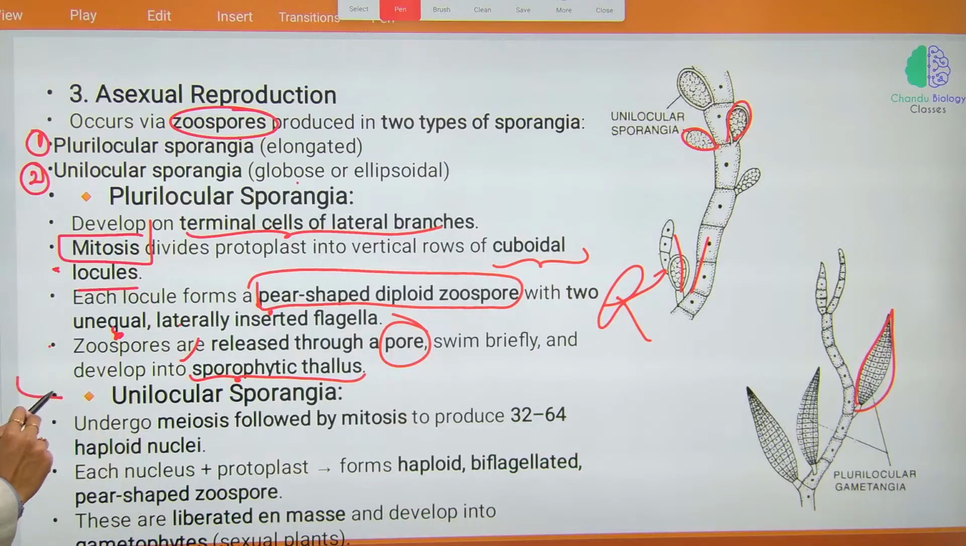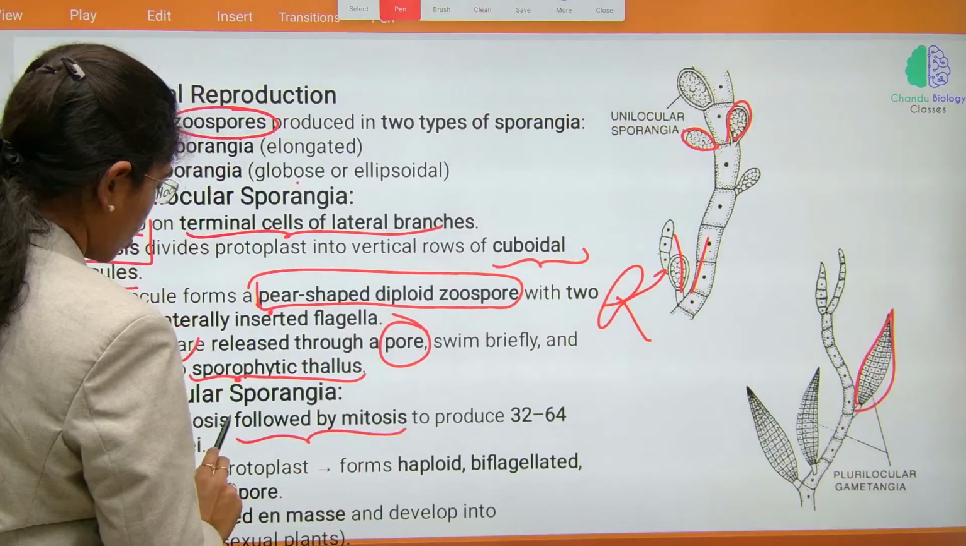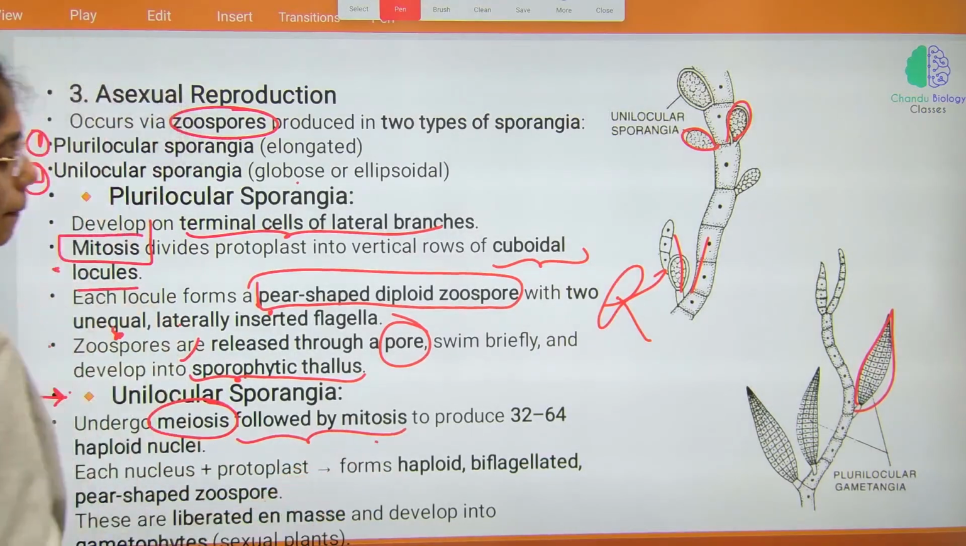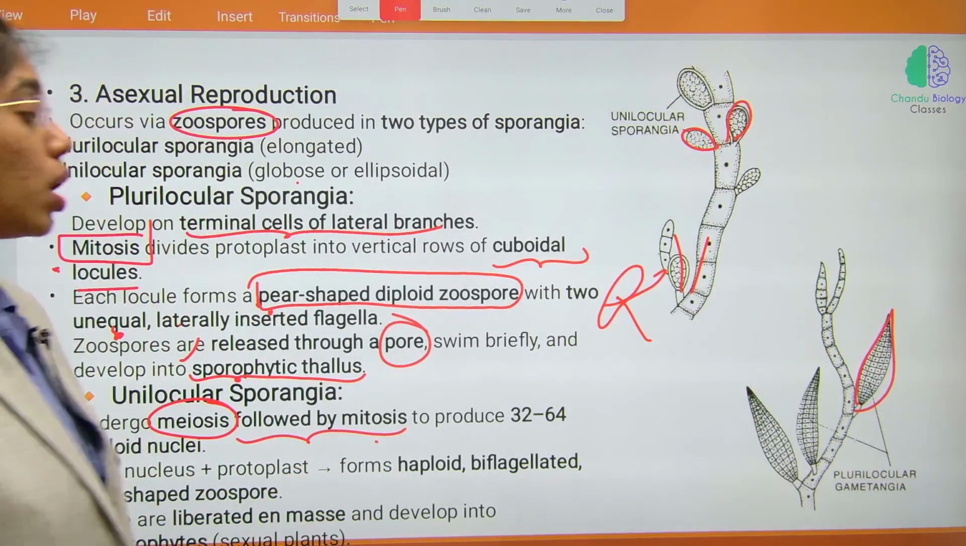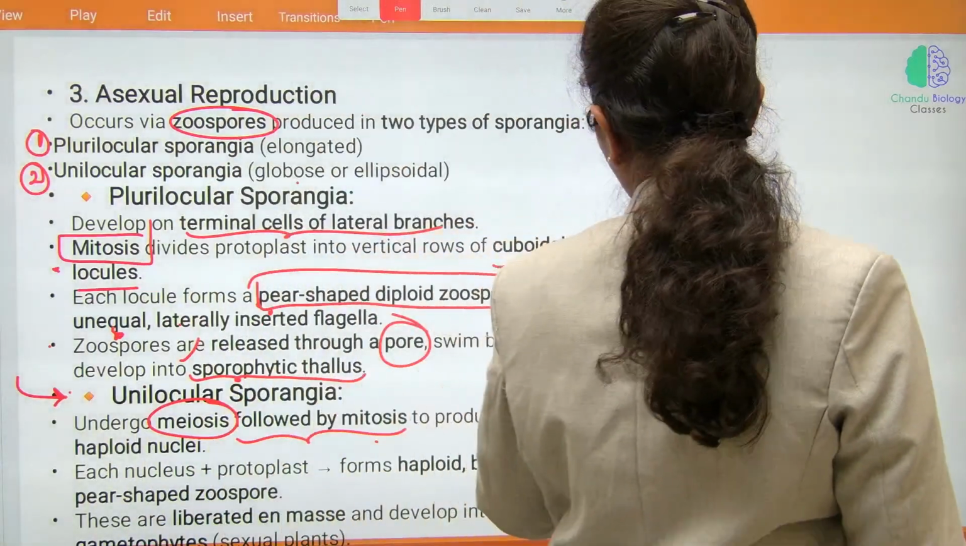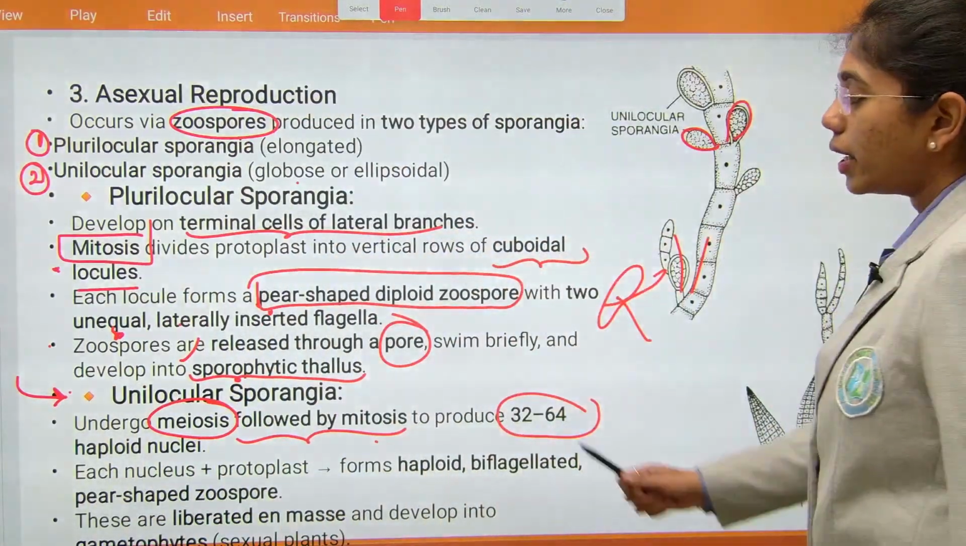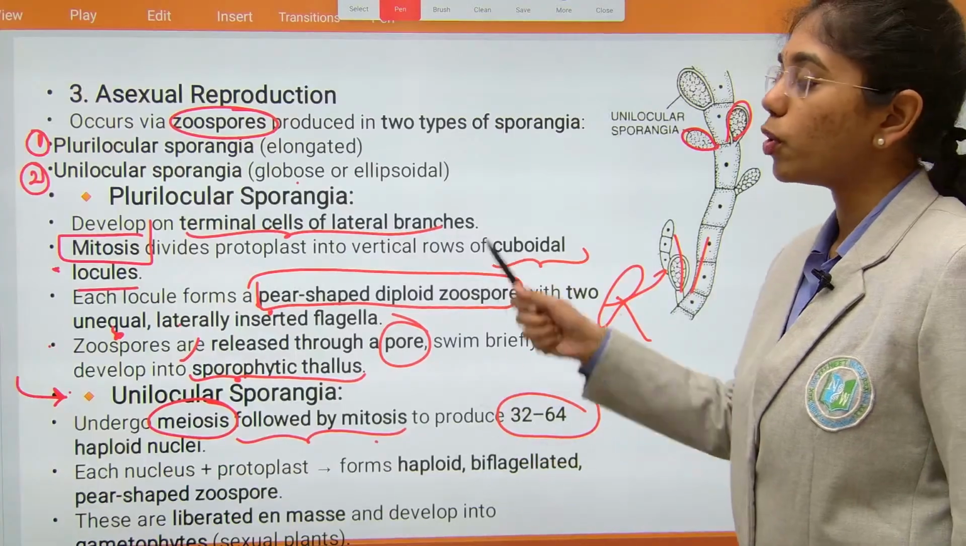Now look into unilocular sporangia. In unilocular sporangia, the spore undergoes meiosis followed by mitosis to produce 32 to 64 haploid nuclei. Here you can see diploid zoospores in the plurilocular sporangia.